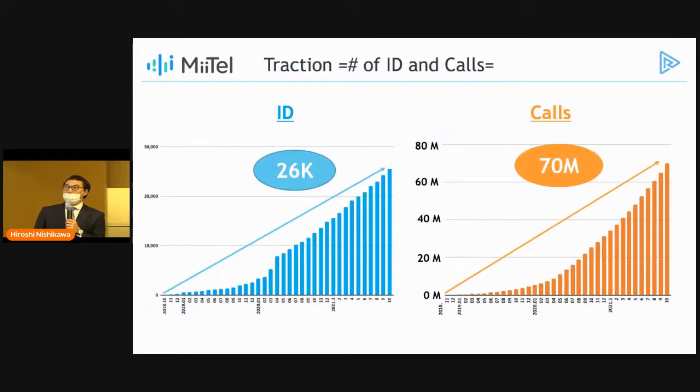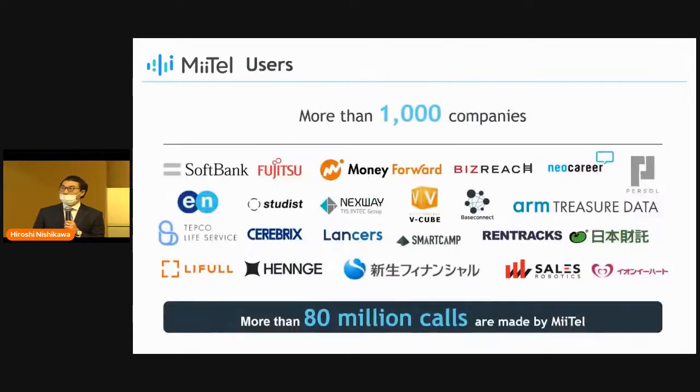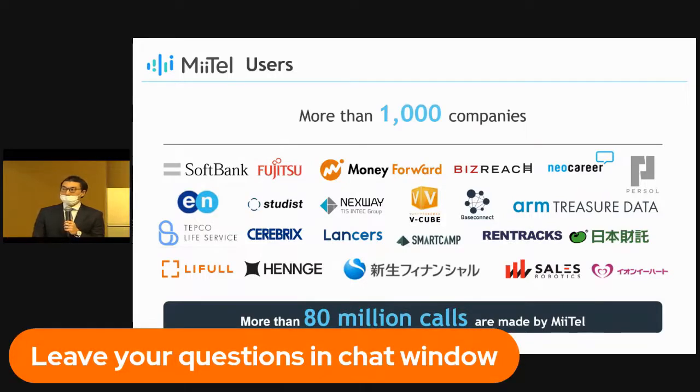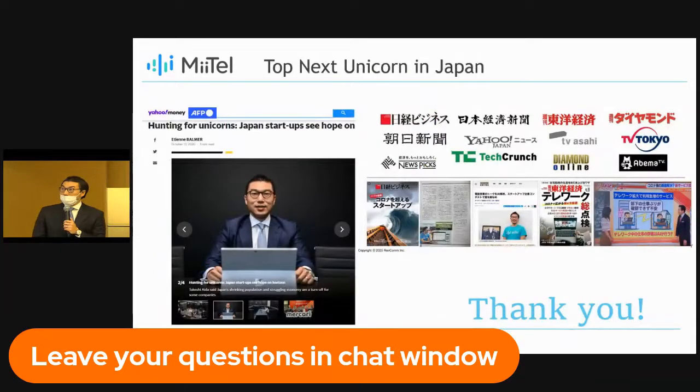So as a result, the data is kind of old, but we have more than 30K customers in 3 years, and more than 80 million calls are made via Metel in Japan. And we have a variety of customers from listed companies to SMBs or startups, from the financial industry to manufacturers. And this is it.